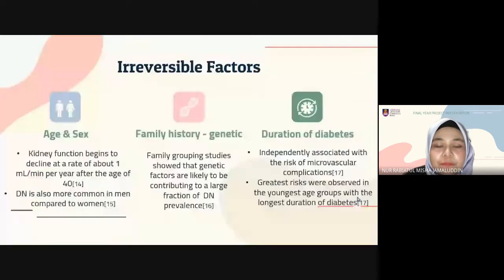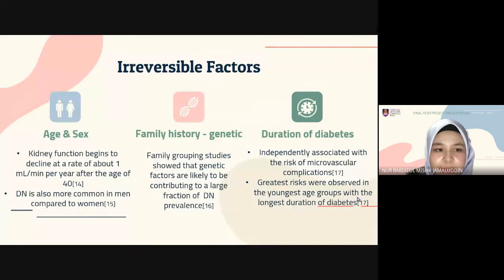There are several risk factors that contribute to the progression of diabetic nephropathy, and they can be divided into two groups: irreversible factors and modifiable factors. Firstly, the irreversible factors consist of age and sex, family history, and duration of diabetes.